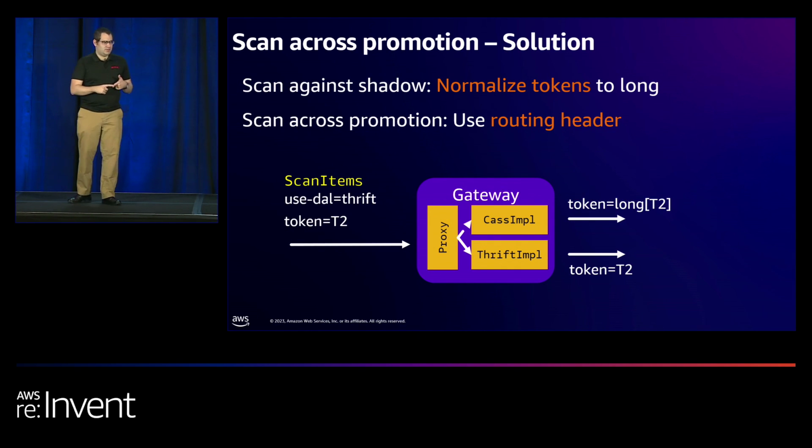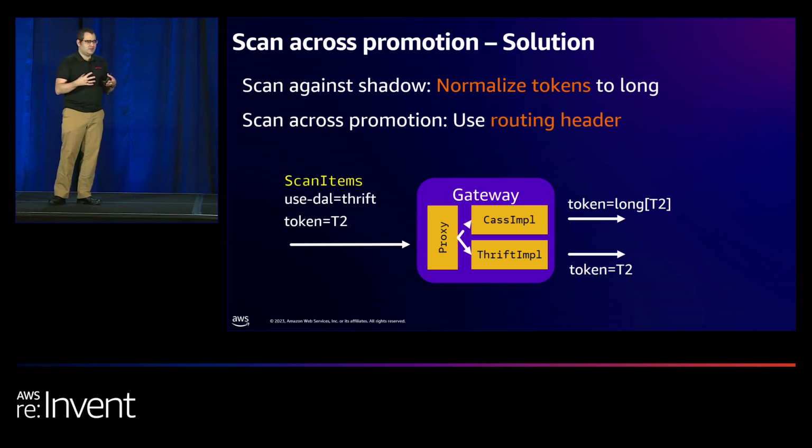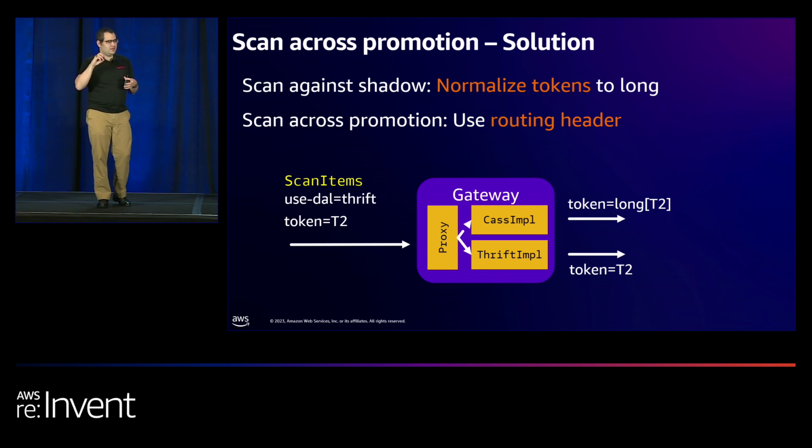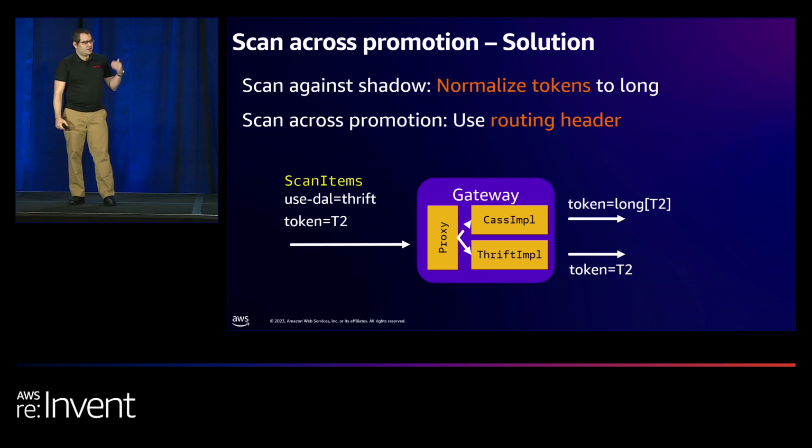Well, first, we normalized tokens. I talked about earlier how your API has to bring resumability into it. In this case, we did that by normalizing the tokens within the scan itself to something that could be translated with high fidelity to both implementations. And then to make the scan across promotion problem go away, we informed the client when they started a scan: you need to continue your scan against this implementation. So you can see here that the scan items is sending this use data abstraction layer Thrift with this token. That tells the gateway, regardless of who you think is primary, you need to keep sending this particular query to this implementation.